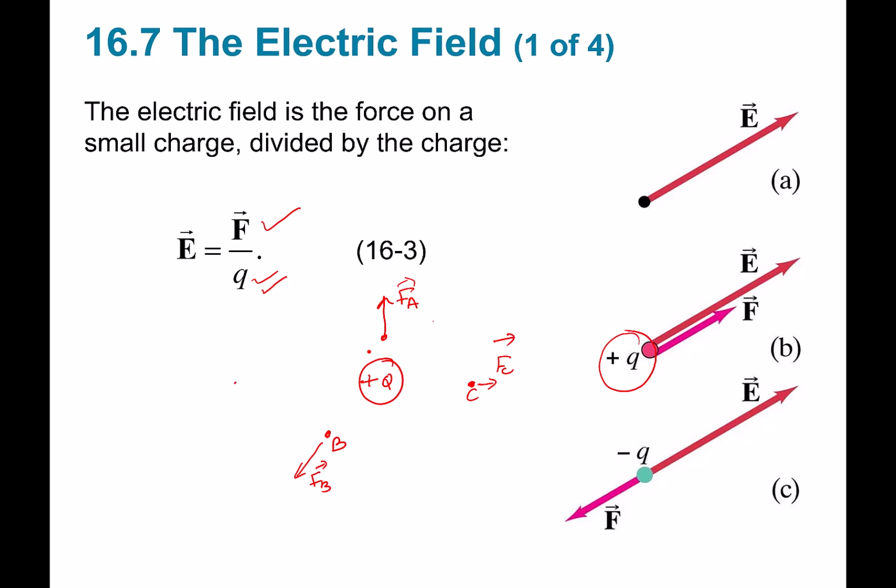And the SI unit of E, therefore, is given by, if E is F vector over q, the unit of force is Newton and the unit of charge is Coulomb. So the SI unit of electric field is Newton per Coulomb.